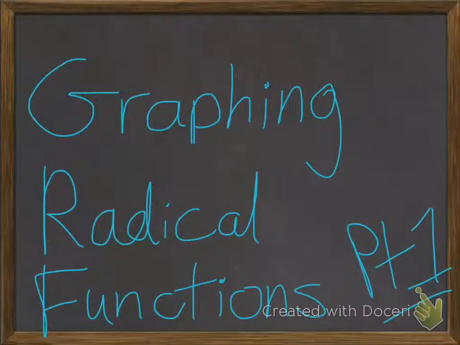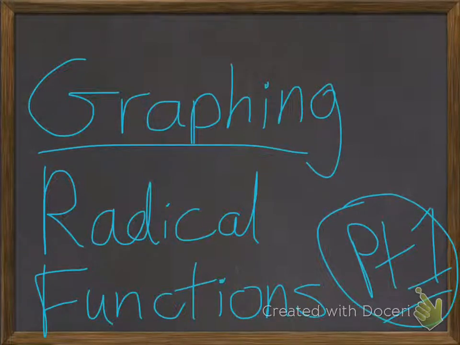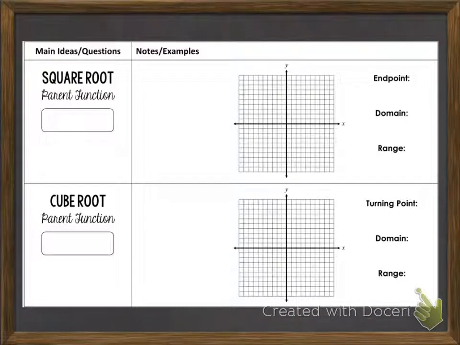Alright, so the video for today will be on graphing radical functions, and this is going to be part 1 of 2. So, let's look at the parent function of a square root. This would be the function f of x is equal to the square root of x. That's what its most basic graph looks like.